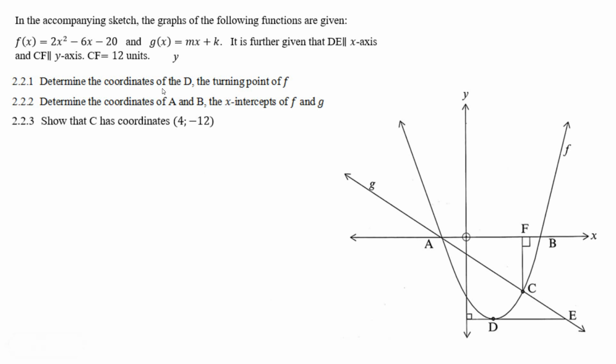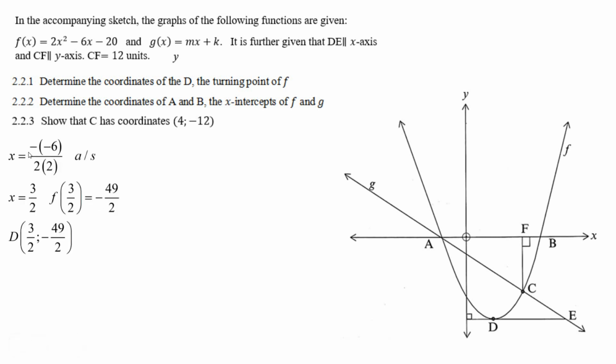It says determine the coordinates of D, the turning point of f. Well, how do you find the turning point? Isn't there minus b over 2a? You take the negative of negative 6 over 2 times 2, and that's 6 over 4. The axis of symmetry is the line where x is always equal to 3/2. And the turning point lies on the axis of symmetry.